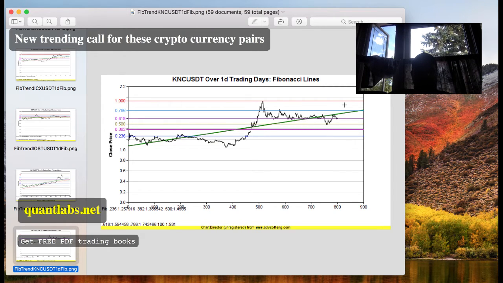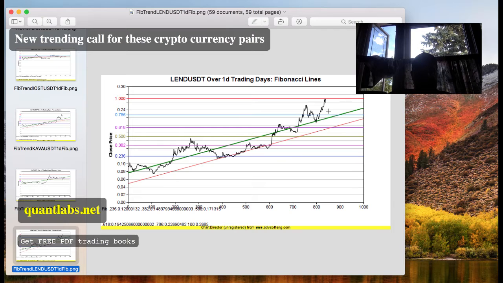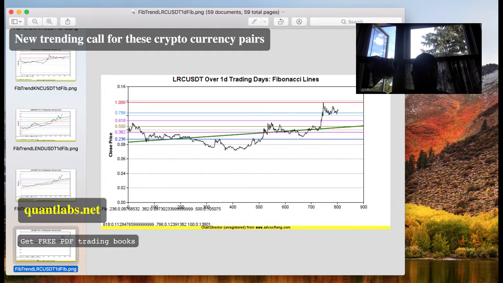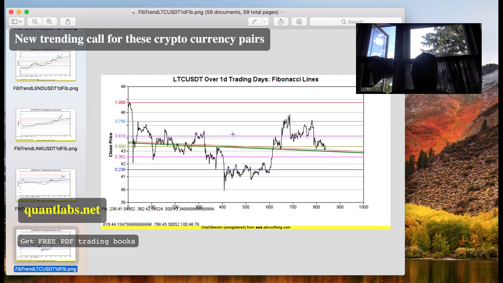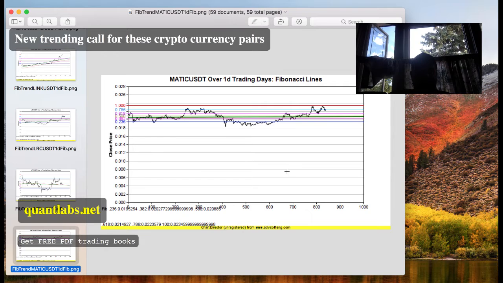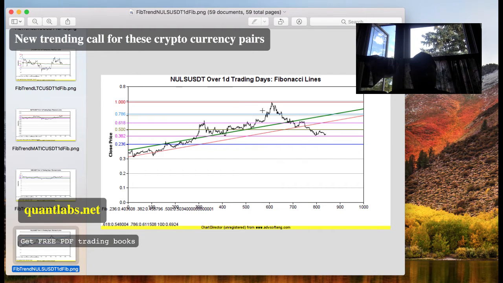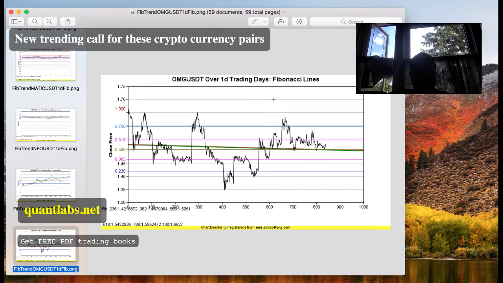KNC is pretty close to probably making another entry. LEND just did, and you can see here that each one has been profitable. Chainlink has done really well the last few days. Just so you know, it's moved into the top 10. LRC is another one. So there are some that are starting to strengthen over the last month, and you can see that in the trend line. Matic is another one, but these profits aren't as strong. Neo's starting to flatten out too. NUL, starting to weaken. OMG, it was strong.